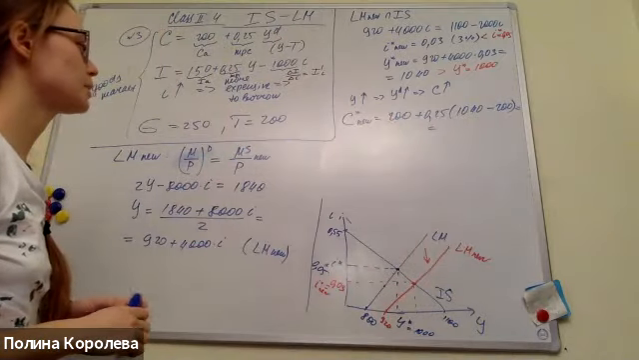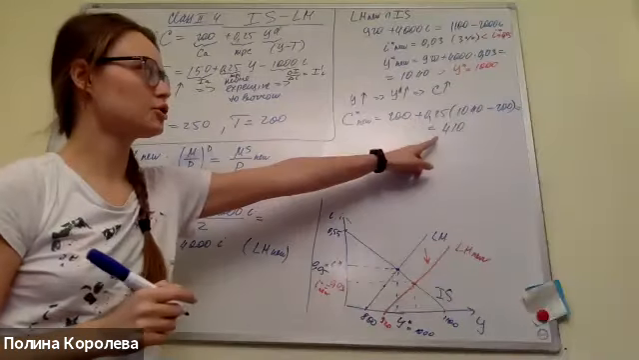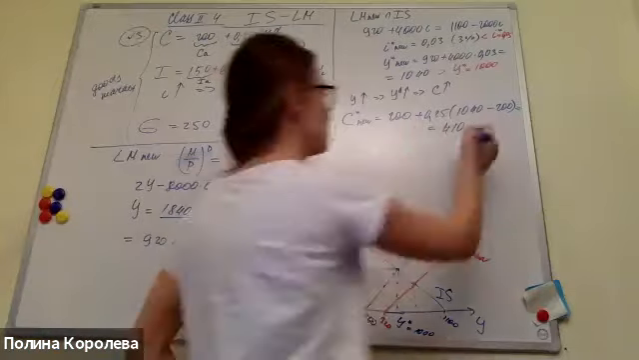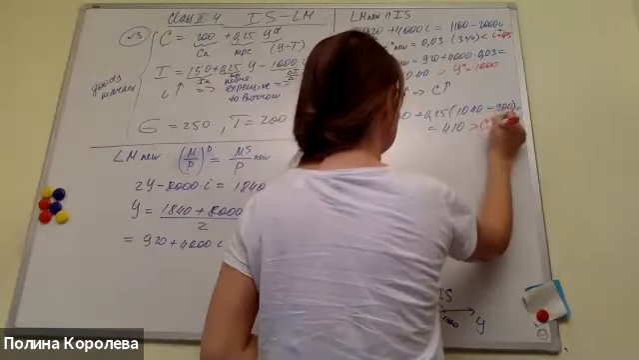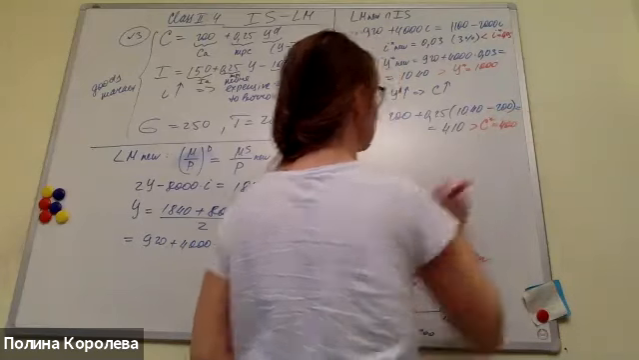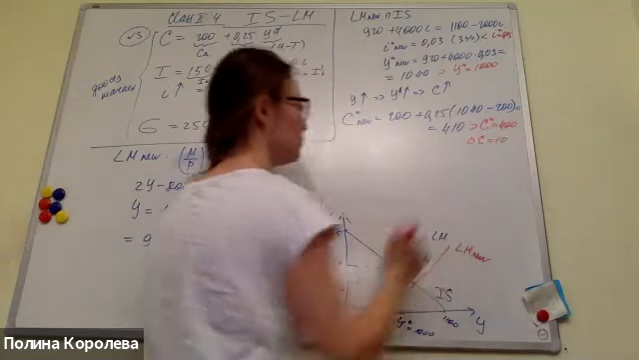So it increased by 10. 410, probably. Yes, 410. So you see that consumption increased by 10, which is right. It's bigger than the old consumption that was equal to 400. So the change in consumption equals 10.